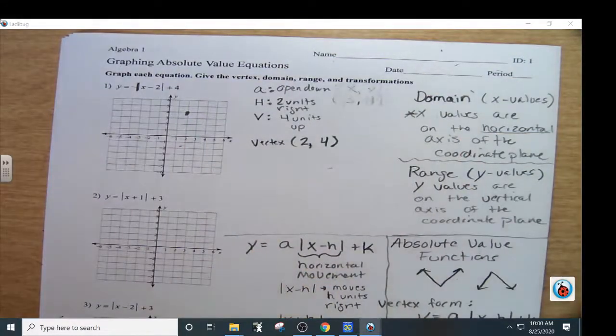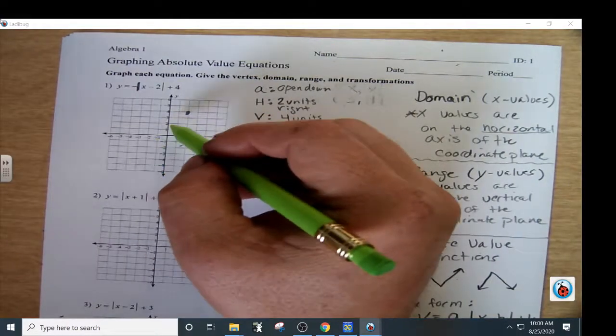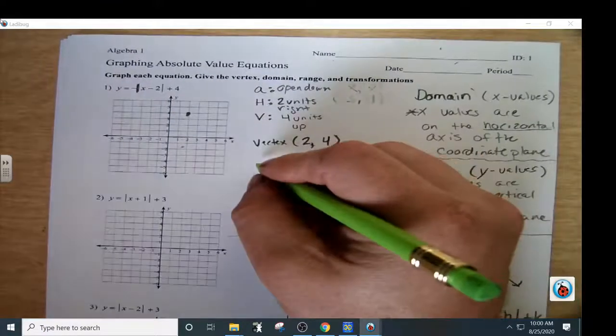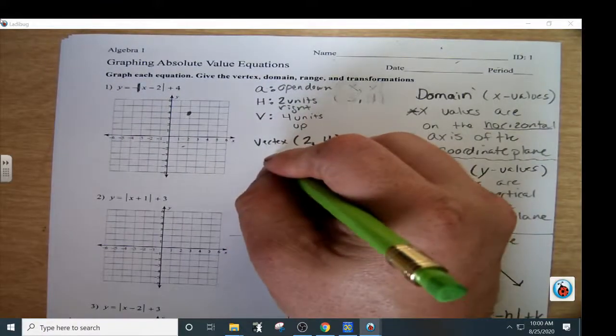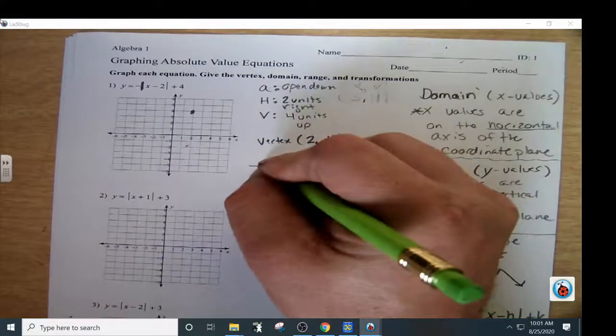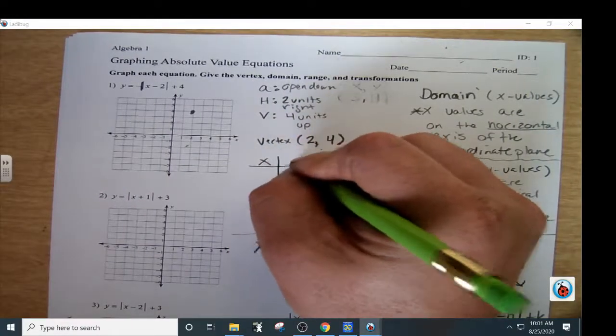So if we plot that, 2, 4, there's our vertex. Guys, that's going to be the highest point here because we know it's going to open down, so it's going to open this way. Now, guys, I'm going to show you how to do this on this one. You won't have to do it on any of the others. I just want to make sure you know how to do it.